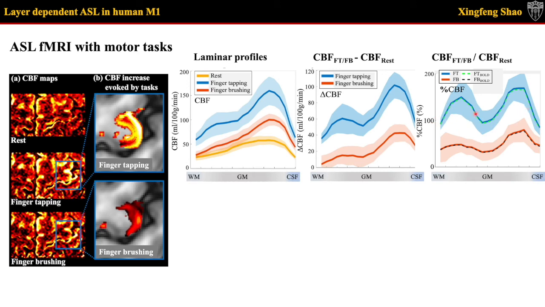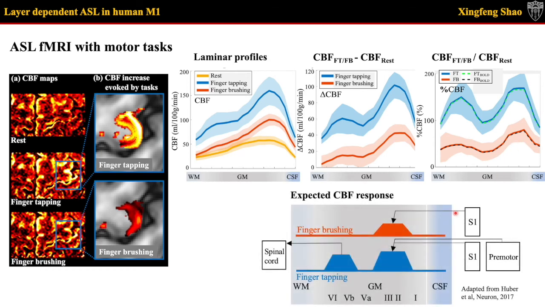So these 2 dashed lines here show the relative CBF response after correcting for BOLD signal change. Our CBF response is highly consistent with theoretical neural circuit responses. For finger tapping, CBF increase in superficial layers corresponds to sensory input from S1 and premotor cortex, and CBF response in deep layers is related to spinal output. While for finger brushing, a weaker CBF response in the superficial layers is related to sensory input from S1.